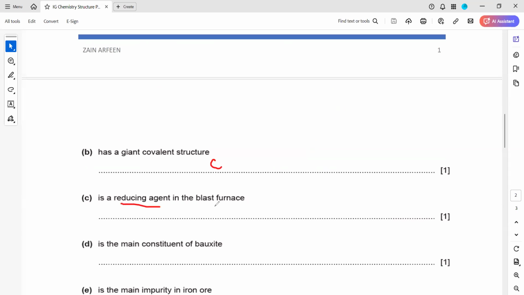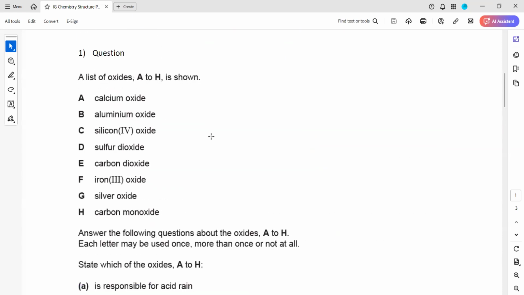Is a reducing agent in the blast furnace. In a blast furnace, what will happen? You can annotate on the screen and write the answer. That's good. I appreciate that. And I'll explain each part as well. So in a blast furnace, we have iron 3 oxide and we react it with carbon monoxide. As a result, it will produce iron and carbon dioxide.